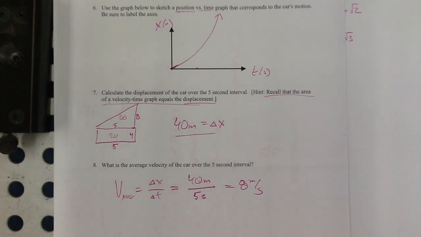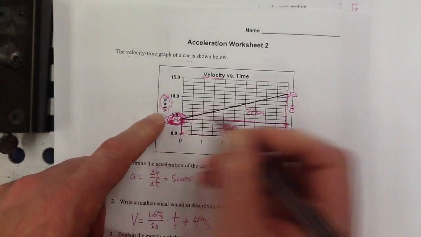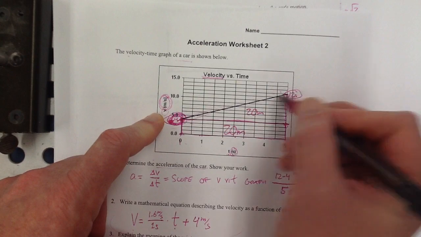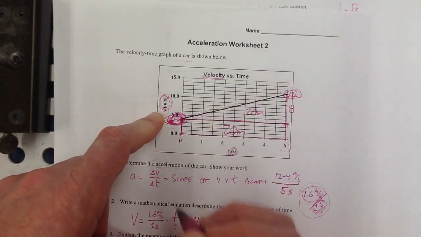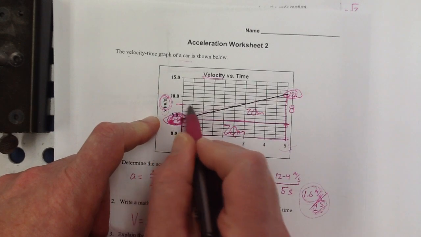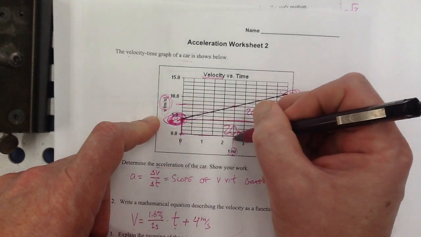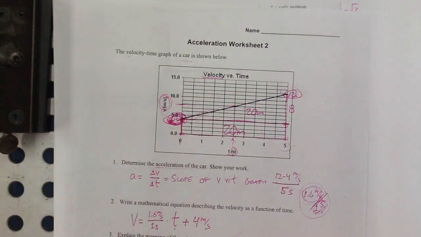And I just want to point something out to you. That's the average velocity. And that should make a whole lot of sense because I started at 4 and I ended at 12. Do you know what's exactly halfway in between 4 and 12? What the average of those two numbers is? Right, it's 8. And notice that that happens exactly halfway through the time interval.